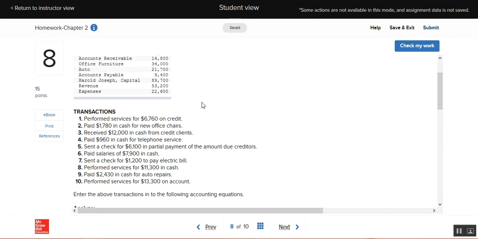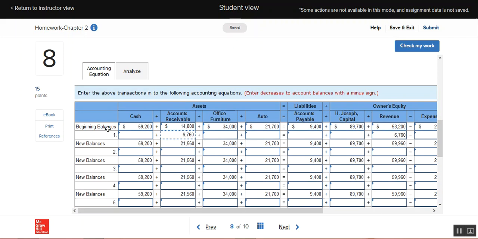Paid $1,780 in cash for new office chairs. So we're going to go down the line 2. And we actually paid cash. So we're in the cash column. So if we're paying out cash, we have to make that a minus. And we purchased office chairs. So the value of our office furniture is going to go up. Now you'll notice there's a minus and a plus. We didn't do anything on the right-hand side of the equal sign, and we don't have to because in algebra, as long as you subtract something and add something on one side, it's a wash. So we're still in balance.